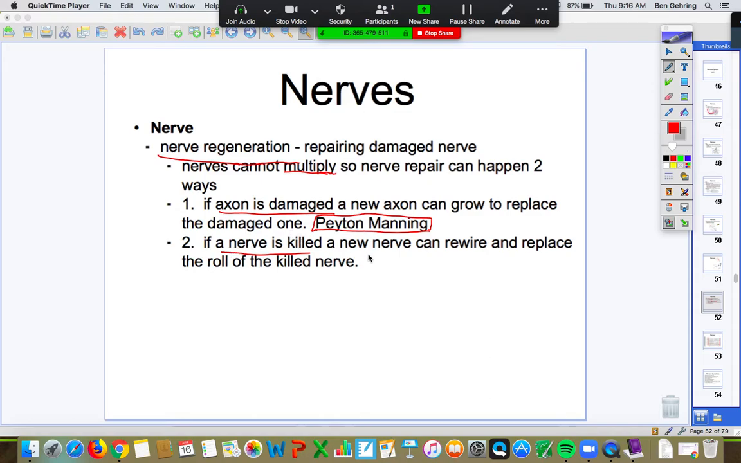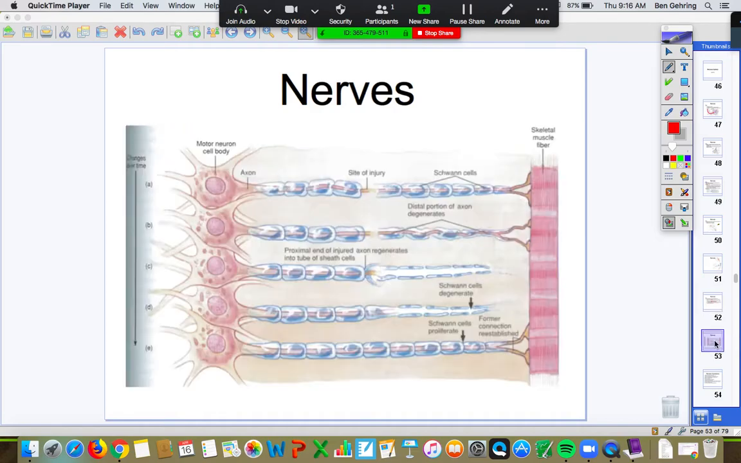If you end up killing a nerve, you can have a new nerve that rewires itself and replaces the role of the killed nerve. So this is building those connections, rewiring it to build a different connection, so that the process can keep going and you're unaffected or unimpeded by the damage.